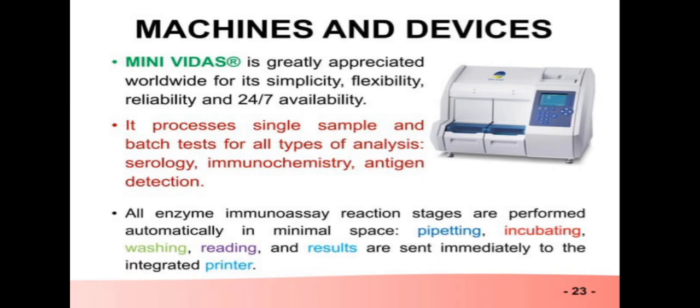Mini VIDAS, that is greatly appreciated worldwide. It is very simple, flexible and reliable, and is useful with 24 hours, 7 days availability. It processes single samples and batch tests for all types of analysis: serology, immunochemistry, and antigen detection. All the enzyme immunoassay steps, pipetting, incubating, washing, reading, and results are sent immediately to the instant printer.